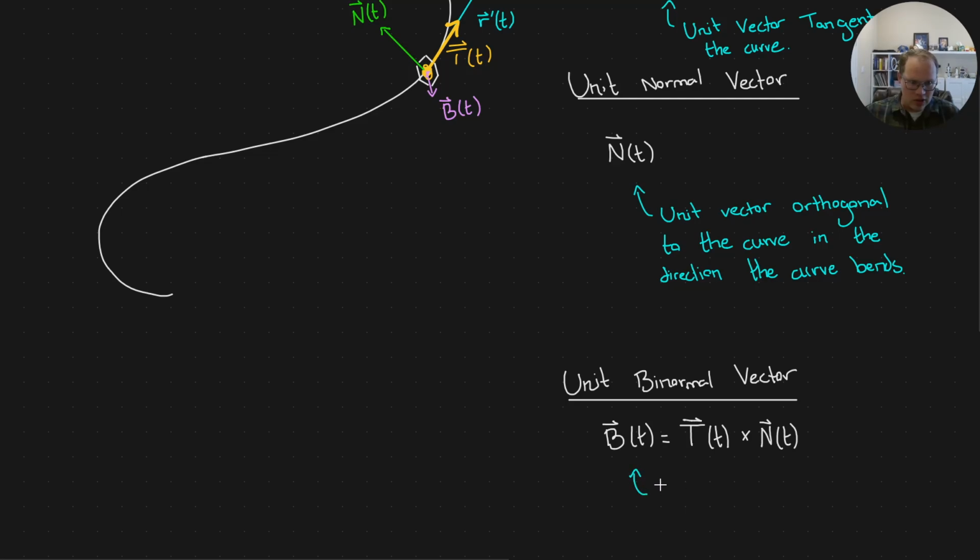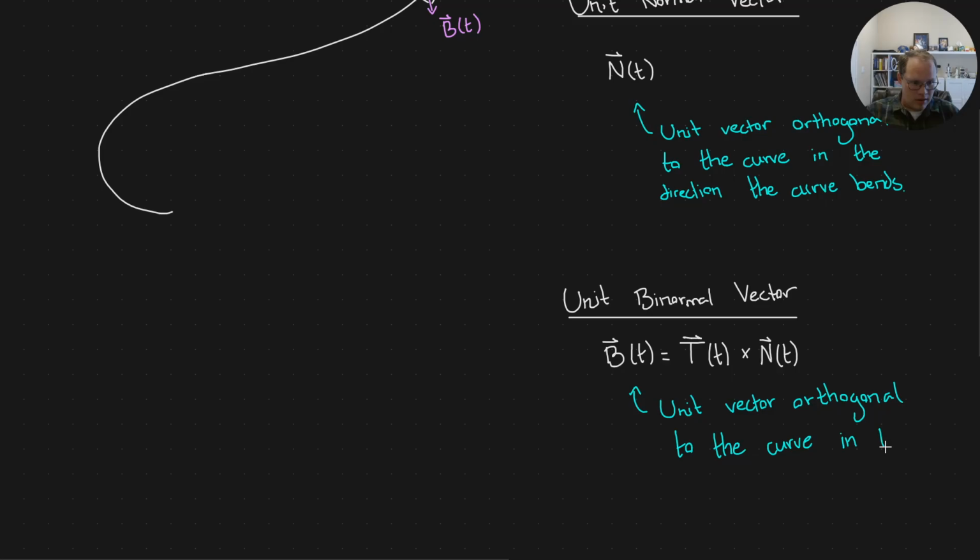But this is going to be the unit vector. It's also orthogonal to the curve, just like the unit normal vector. But it's in the direction where the curve is doing nothing. It's not bending. We're not moving in that direction. In the direction, the curve is static.